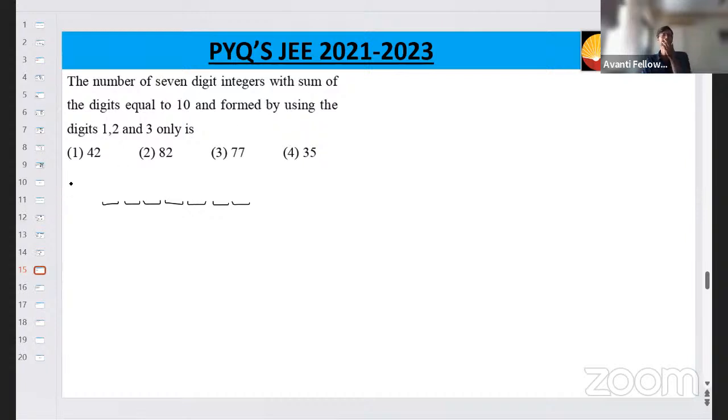7-digit numbers. What can we do? We can start with 1. So if we take the first 6 digits as 1, then this will be equal to 6. So this will not be possible, right? After this, a sum of 10 is not possible, so here we take 2 and here 3. So I think this sum is equal to 10. Let's make another case.